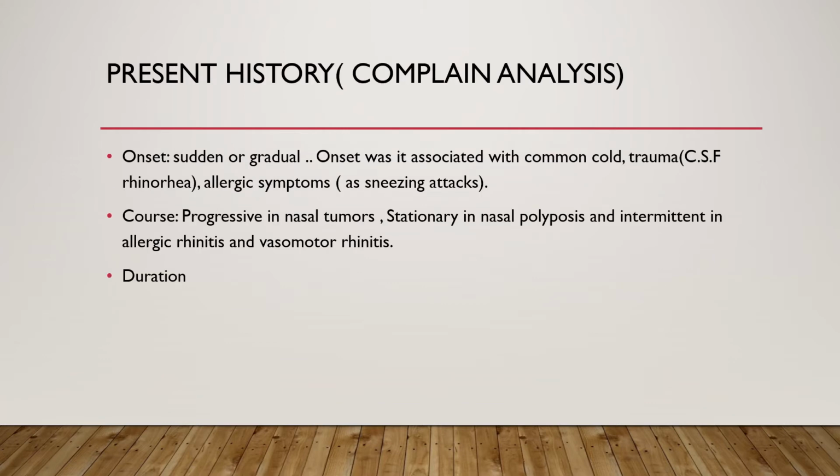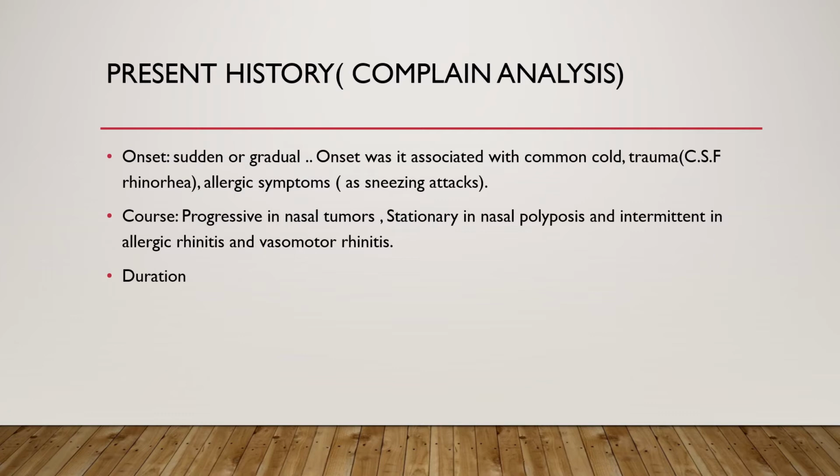Then we should analyze the complaint. This is called the present history. We should know the onset. Is it sudden or gradual? Was it associated with a common cold, a trauma, which can be CSF rhinorrhea, or allergic symptoms like sneezing attacks? The course: is it progressive, as in nasal tumors, stationary, as in nasal polyposis, or intermittent, as in allergic rhinitis and vasomotor rhinitis?